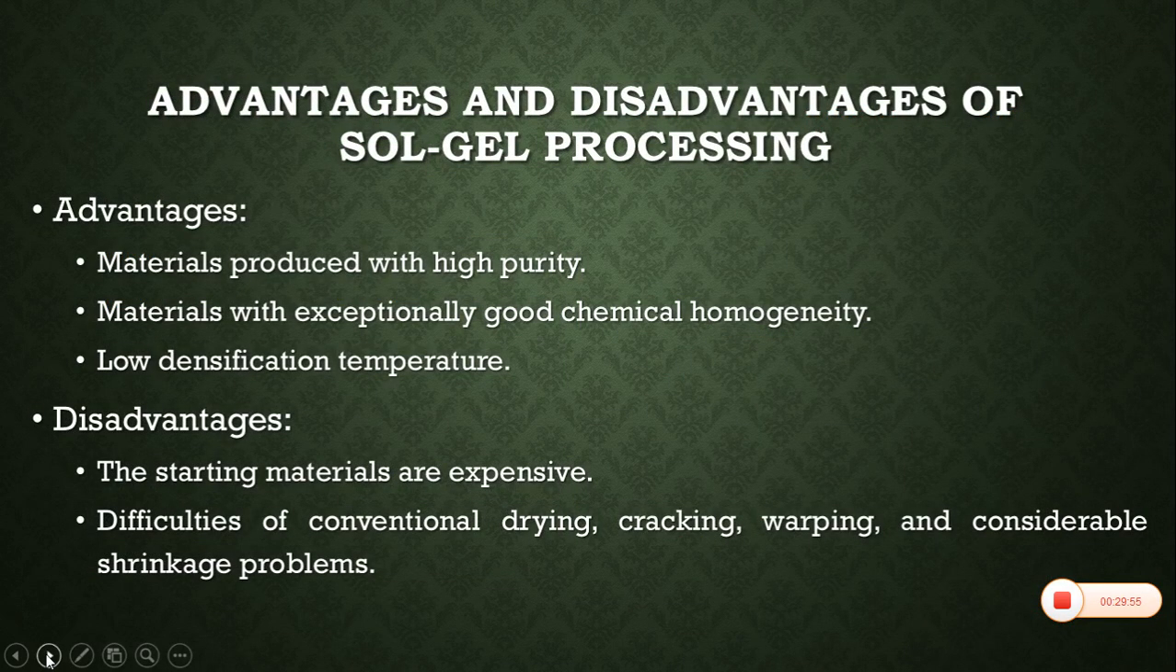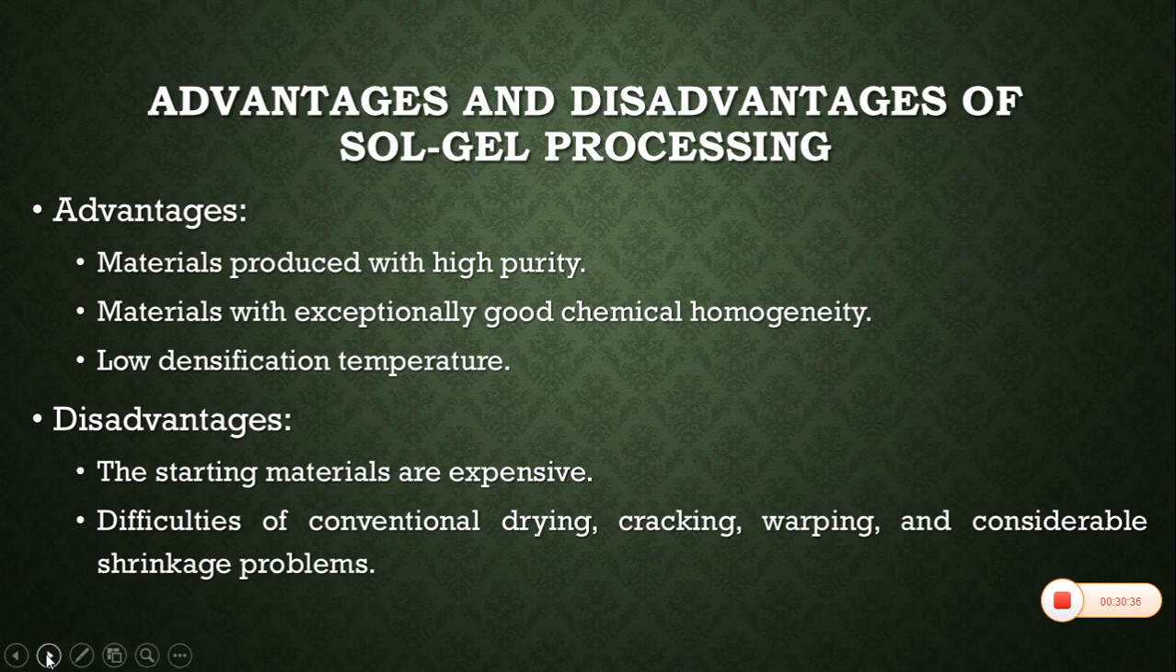Now, the certain advantages and disadvantages of the sol gel process. First, the advantages. Material production using the sol-gel process is highly pure. You can produce material with high purity, and the material produced has good chemical homogeneity. Another advantage is low densification temperature.